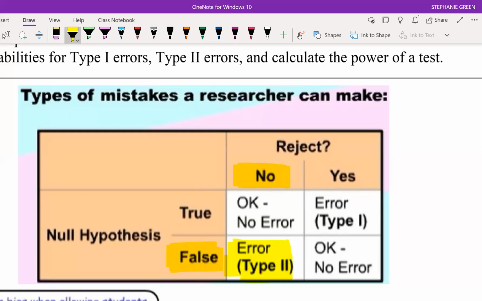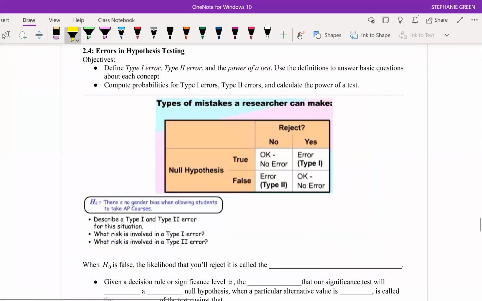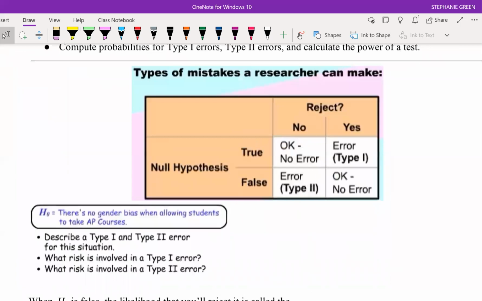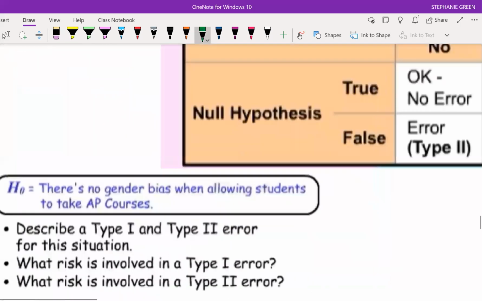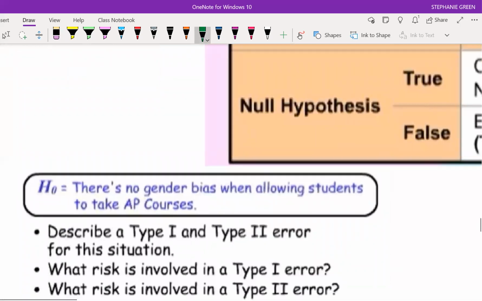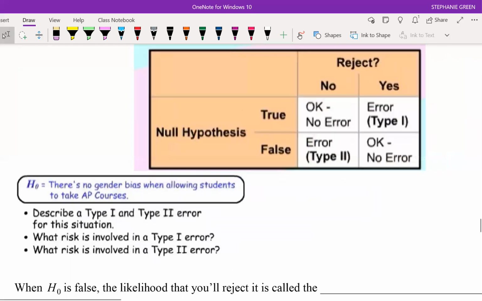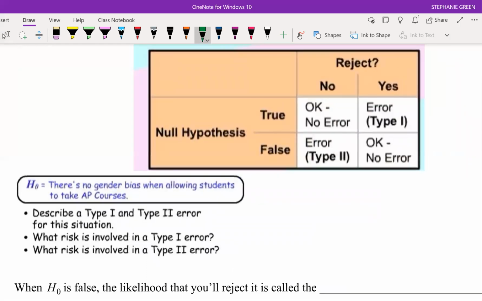Okay, so we can use this table to navigate this for a while until you get the hang of it. In this first one, it says, H naught: there is no gender bias when allowing students to take AP courses. If we were to do a hypothesis test for this H naught, it says first, describe what a type 1 and type 2 error for the situation would look like. Okay, let's start with type 1. Type 1 is we reject the null, but the null is true. This is our null in this case: there's no gender bias when allowing students to take an AP course.